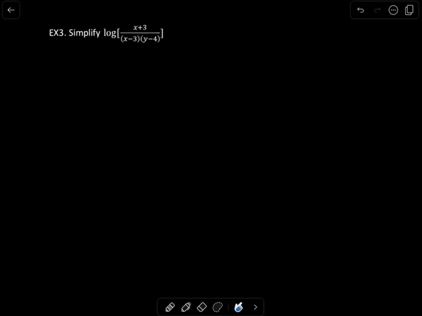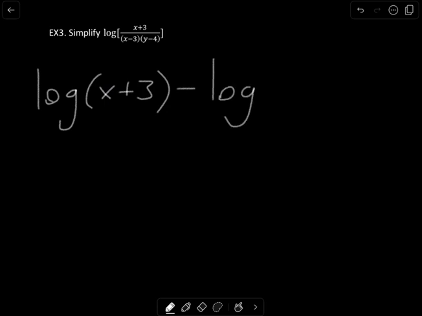All right, exercise 3. So take some time with this one because it is a little bit tricky in terms of your signs. Okay, let's do exercise 3. So you can see we have division clearly. So it's going to become log of, and you can see we're using base 10 here, so I'm just going to write log of x plus 3, and then it's going to be minus log of, and what's the denominator? It's going to be x minus 3 into y minus 4.